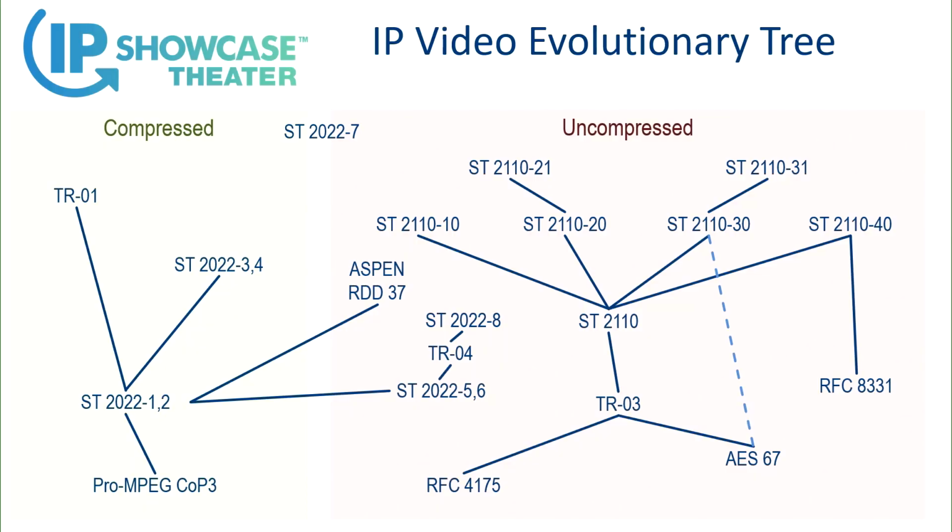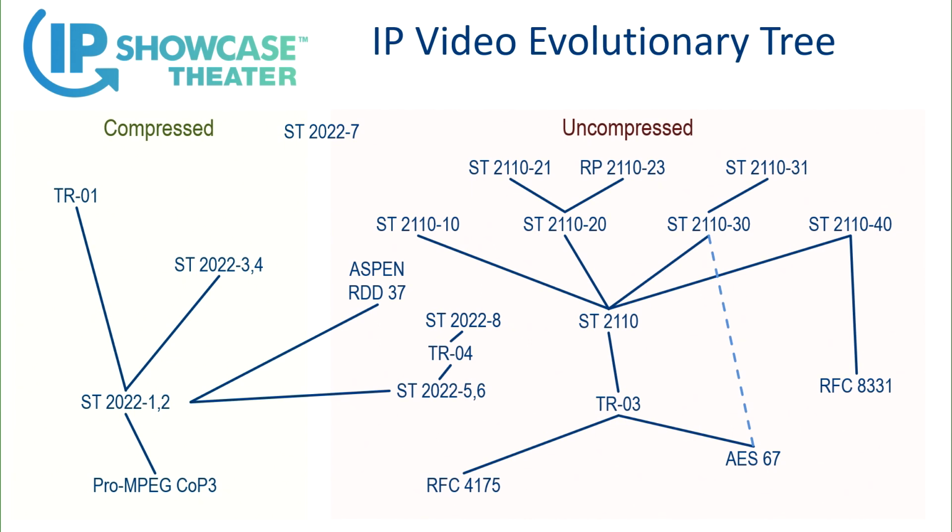We have 2110-31. That's how we take AES audio, which can be a wide variety of different signals, and transport that over an IP network. Again, sharing the timing and sharing all the other aspects of 2110.